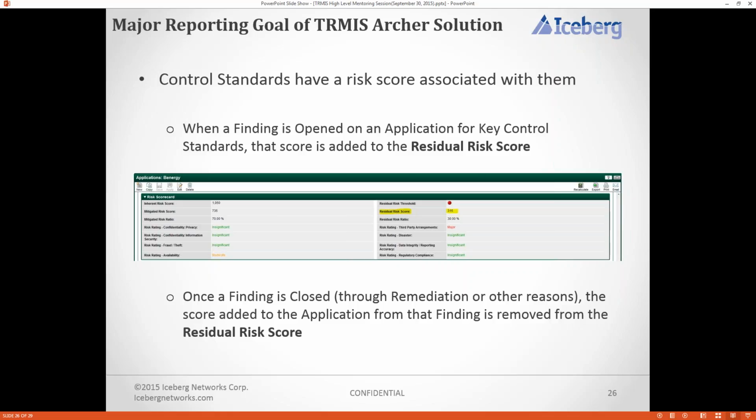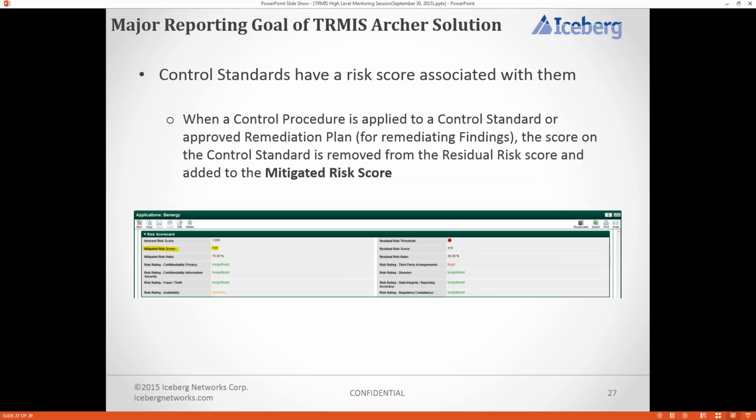But there's one more thing I want to bring in first. Then you have a mitigated risk score. So when a control procedure is applied to a control standard through the control design assessment or through a remediation plan, the score of that control standard is removed from the residual risk score and added to the mitigated risk score. Okay.